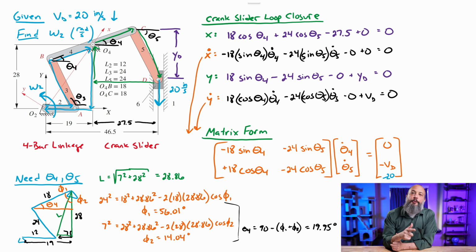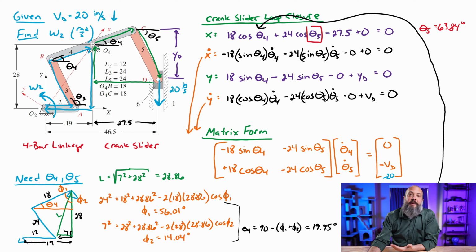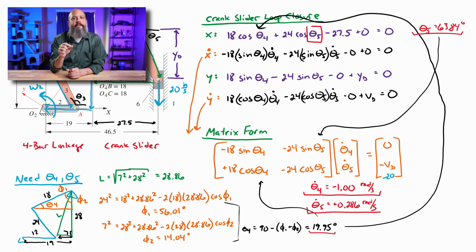And I can go back up to my loop closure equation. The very first x equation, not the derivative equation, but the original x equation, plug in this theta 4 that I found, and solve for theta 5. This theta 5 then ends up being 63.84 degrees. Now plugging in both theta 4 and theta 5, I have all of the coefficients in the 2x2 matrix. I already had the 0 and the negative 20 on the right-hand side. That lets me plug it into the calculator, the system solver. I get theta dot 4 of negative 1 radians per second, and theta dot 5 of plus 0.286 radians per second.